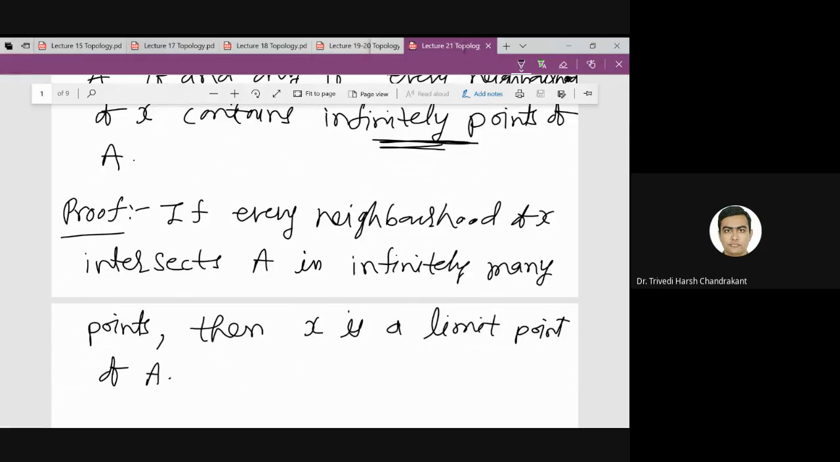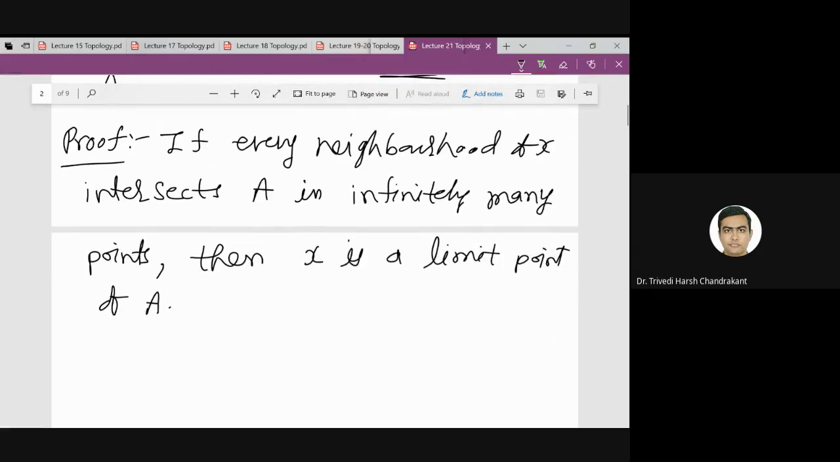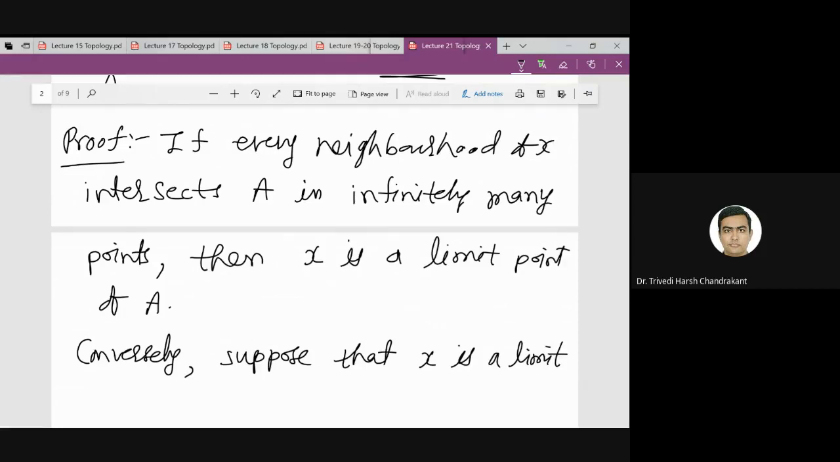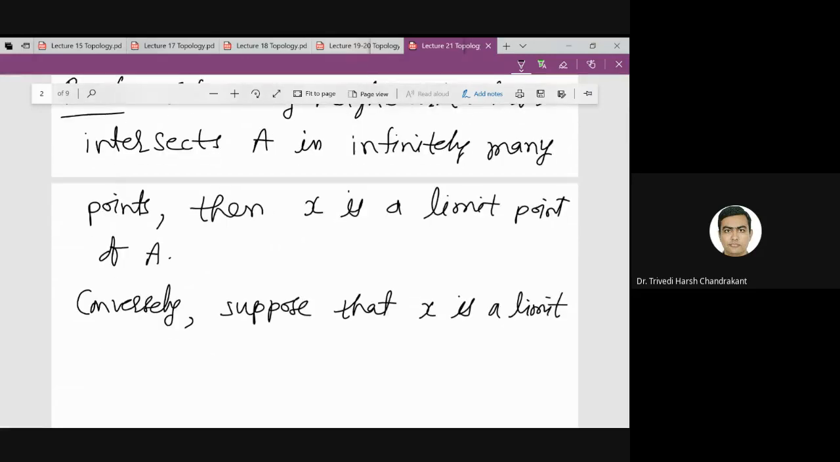The difficult part is the converse: if it is a limit point, then we have to show that every neighborhood of x intersects A in infinitely many points. So let us try to prove the converse. Conversely, suppose that x is a limit point of the set A.